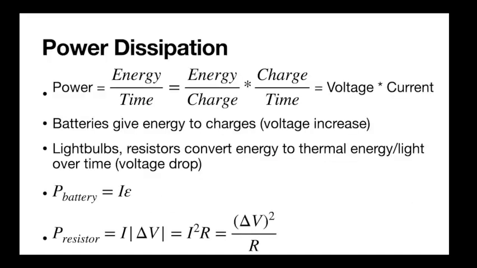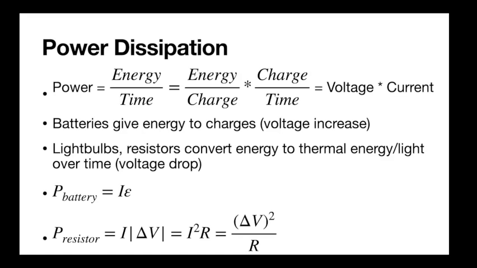So power dissipation. Power, first let's talk about what it is. Its units are energy per unit time. So that's how much energy is entering or leaving the system in any given amount of time, right? So how do we get it?